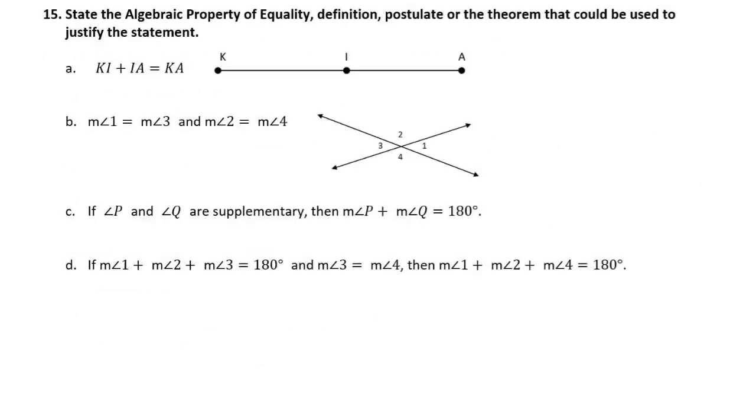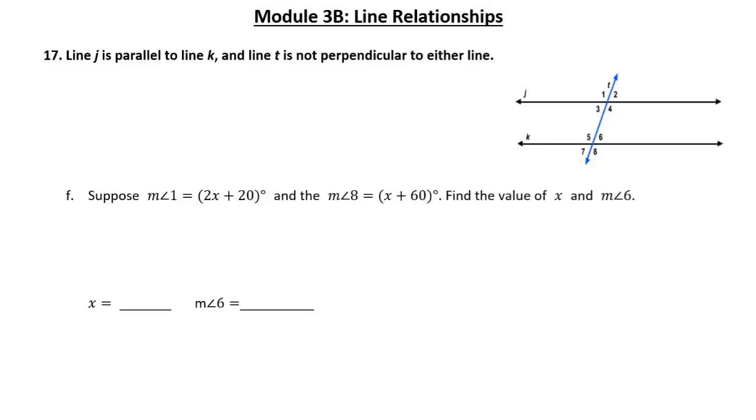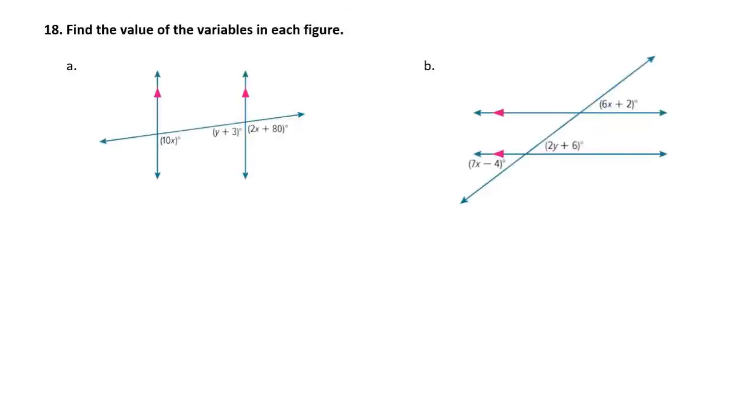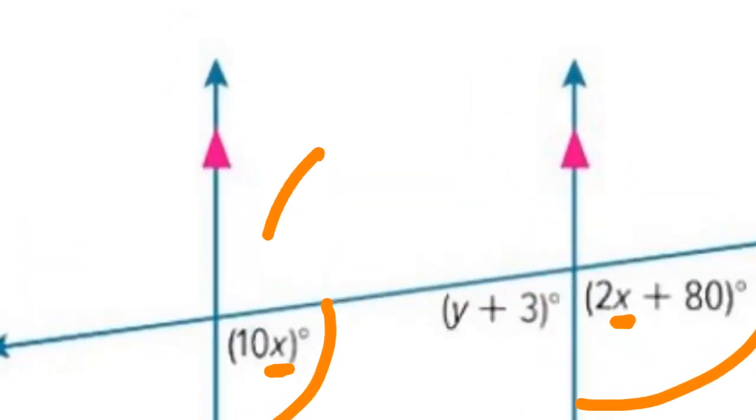Right, problem 18. It says find the value of the variables in each figure. So on part A, first thing that I notice is that there's an x right here as part of this angle and an x here as part of this angle. These two angles are corresponding angles.